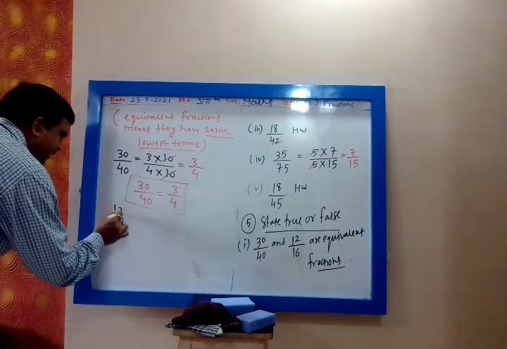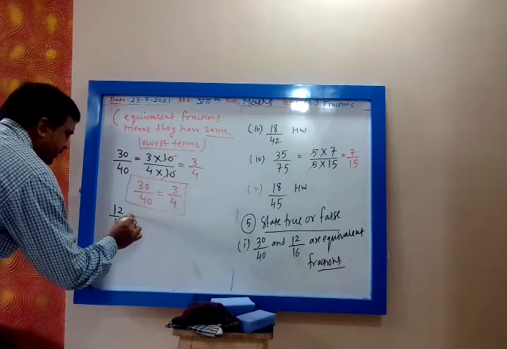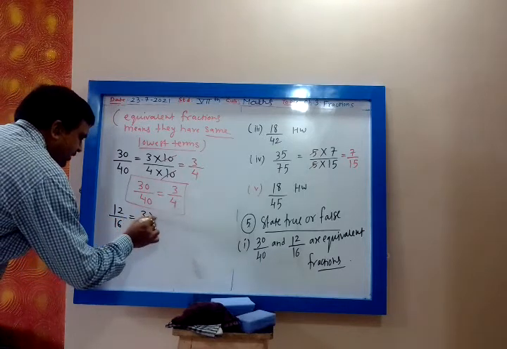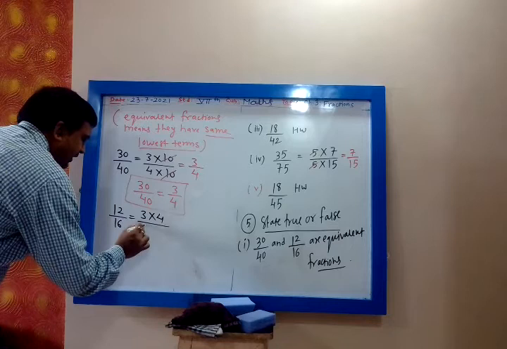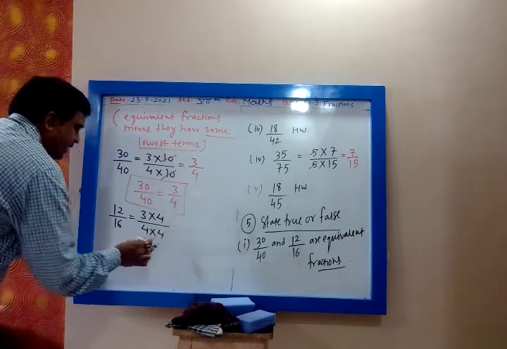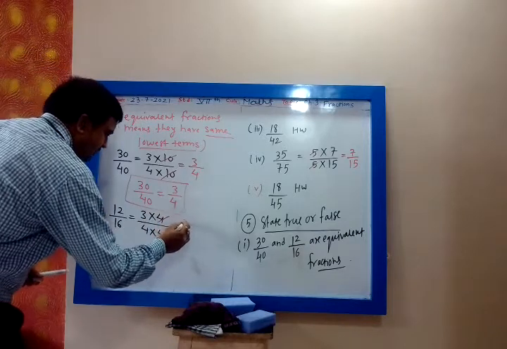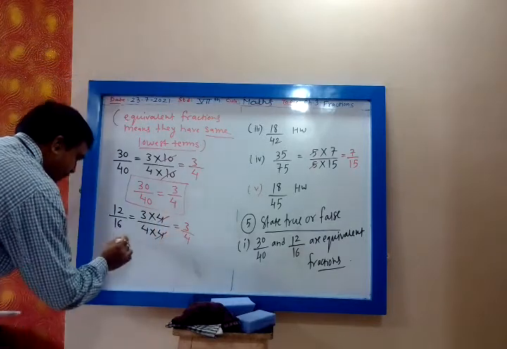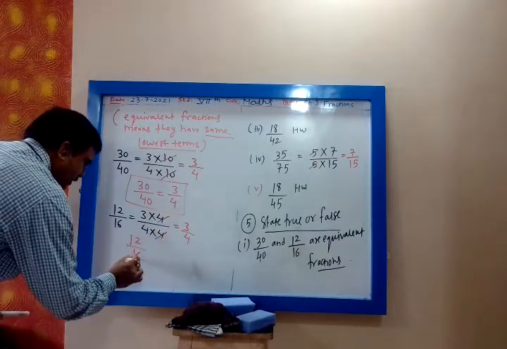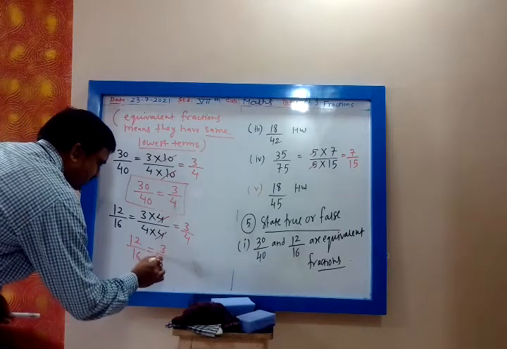Let us find the lowest term of the other fraction, 12 upon 16. 12 I can write as 3 fours are 12, and 16 as 4 fours are 16. Now 4 gets cancelled. So 12 upon 16 is 3 upon 4. The lowest term is 3 by 4.